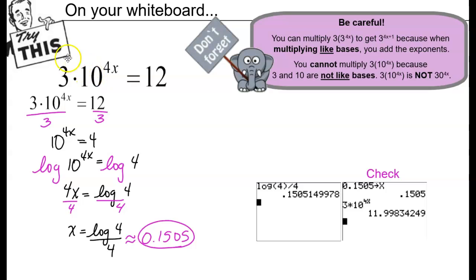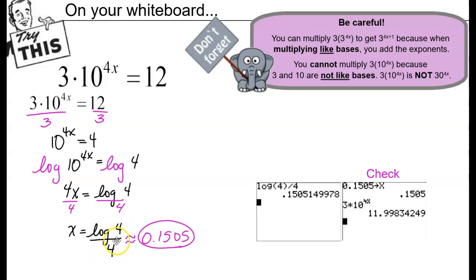Okay, so we're back. We started in step 1 by dividing both sides by 3 to isolate the base of 10 to the variable exponent 4x. So 10 to the 4x equals 4. Then step 2 is to take the common log of both sides, and we have the inverse property then, which brings the exponent 4x down, and that's equal to the common log of 4. Then to isolate the variable in step 3, we divide both sides by 4. X is by itself now and equal to the common log of 4 divided by 4.